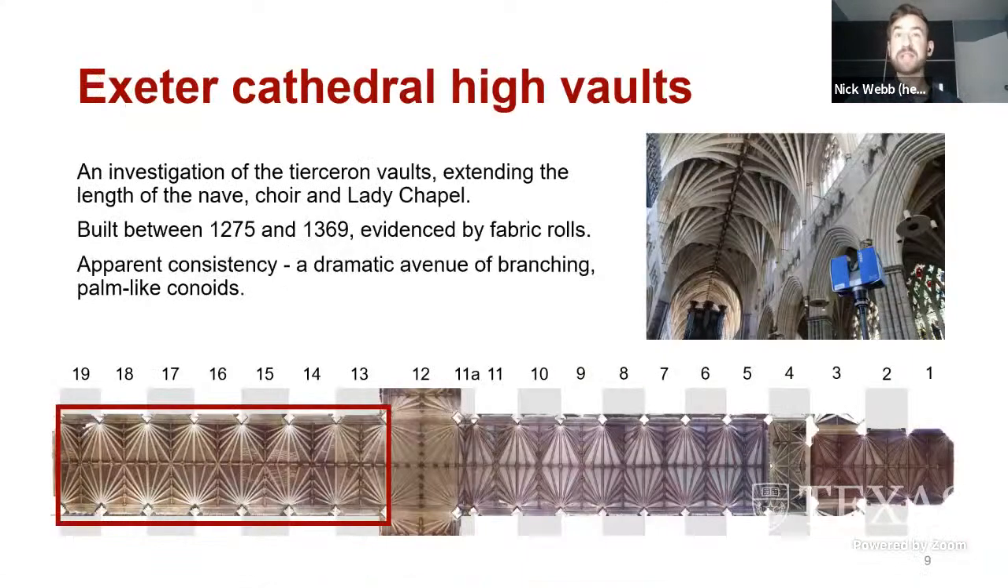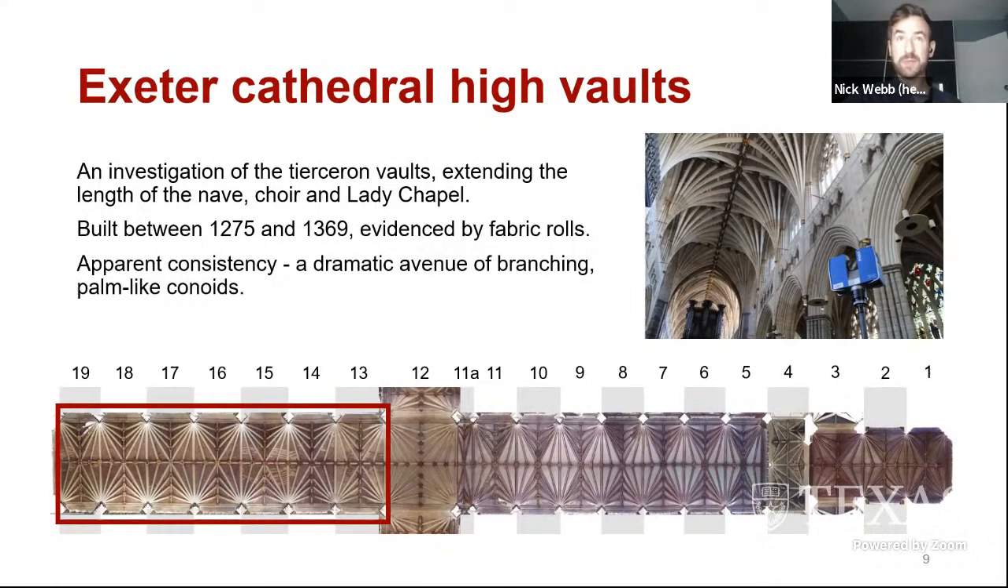So as I said, I'll talk today about the high vaults at Exeter, in particular the nave. The vaults are quite renowned for the fact that it's this very long avenue of tierceron vaulting. They extend the whole length of the nave, the choir, and the Lady Chapel. These were built between 1275 and 1369, and this is evidenced by fabric rolls, which show some of the construction processes and the finances, the records that are available.